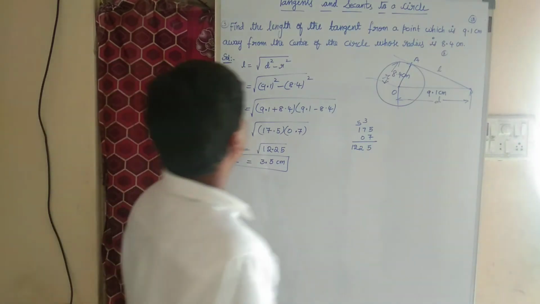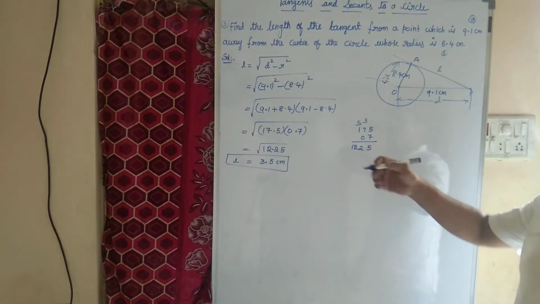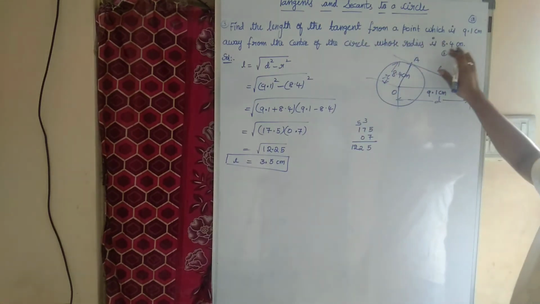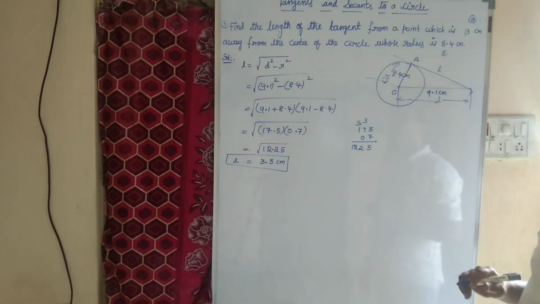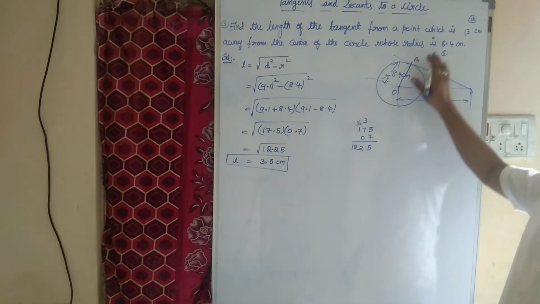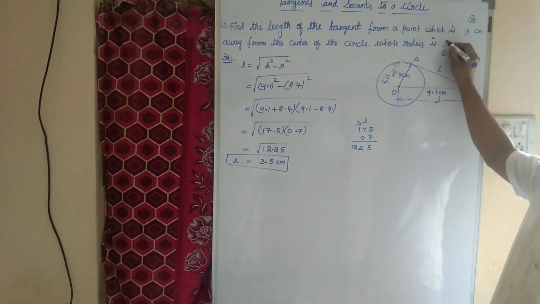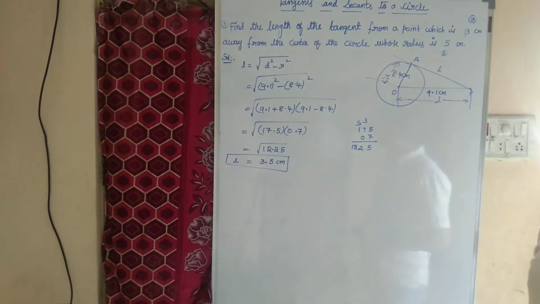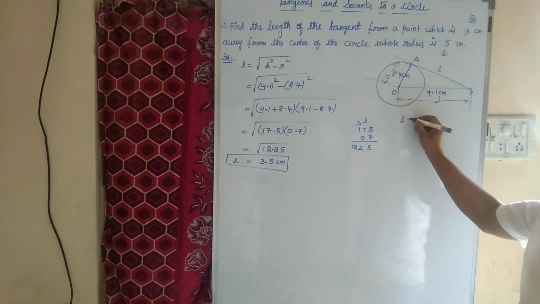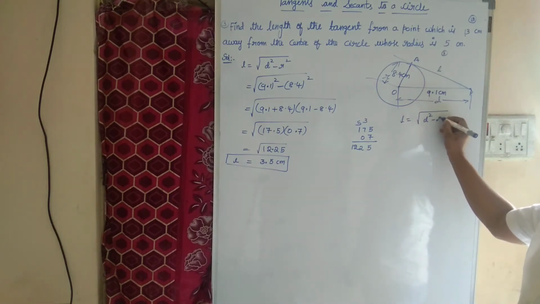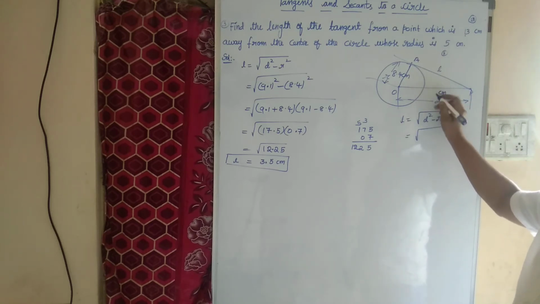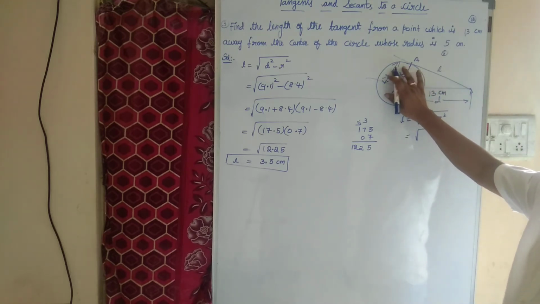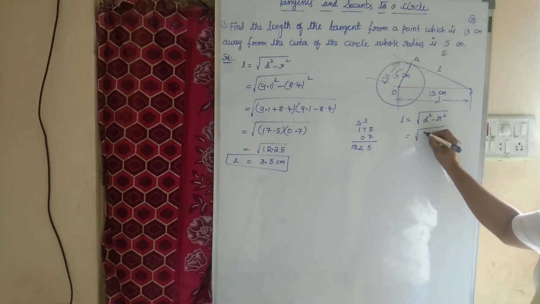Okay. So in a similar manner, let us do one more question. Find the length of the tangent from a point which is, let us take, 13 centimeter away from the center of the circle, whose radius is equal to, let us take, 5 centimeter. So similarly, children, L equal to root over d square minus r square. D value, how much children? Distance is 13 centimeter. R value, how much children? R is 5 centimeter. So 13 square minus 5 square.